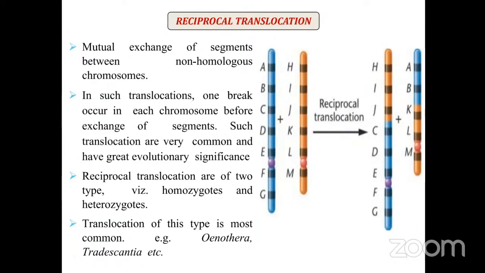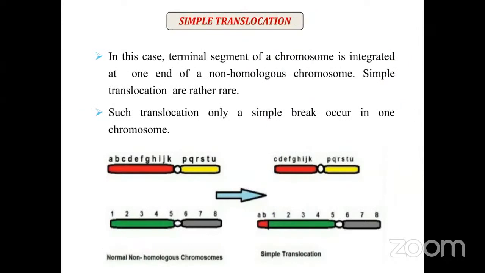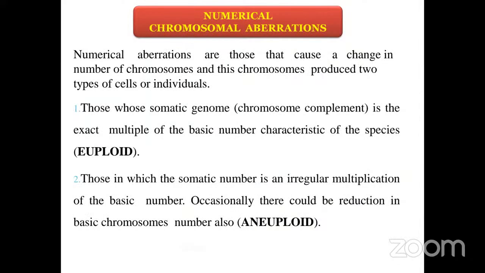In the case of simple translocation, the segment of genes is deleted from one position and inserted on the other non-homologous chromosome. Here we can see the A, B genes inserted on the non-homologous chromosome. Whatever we have seen till now are the structural chromosomal aberrations.